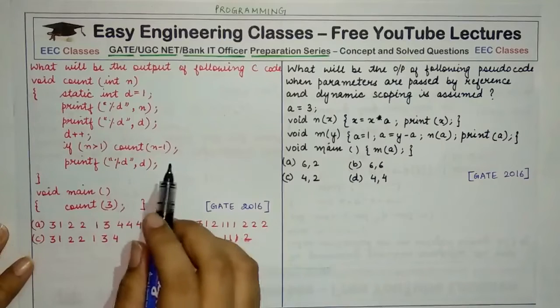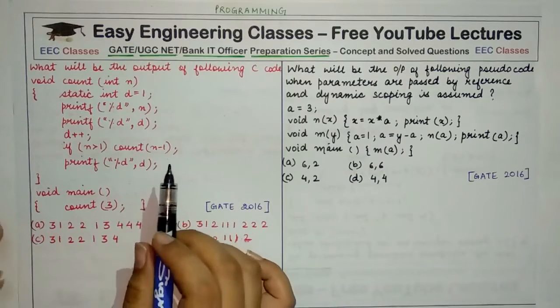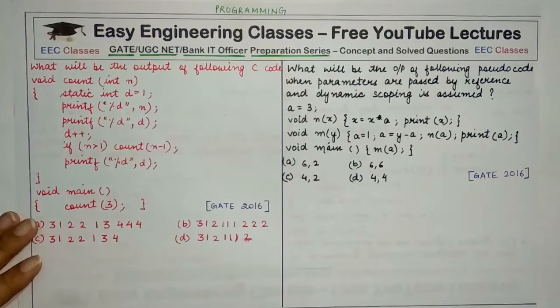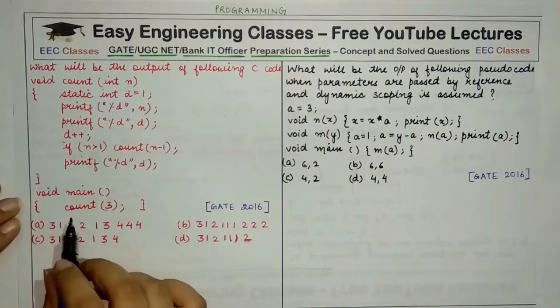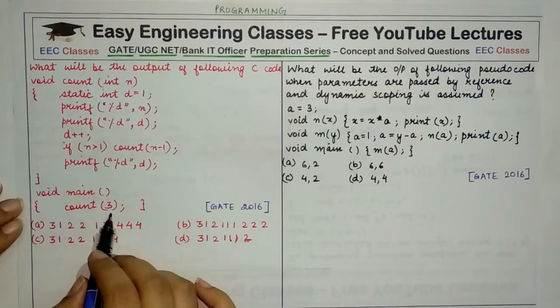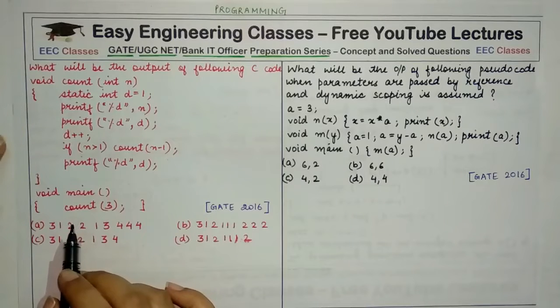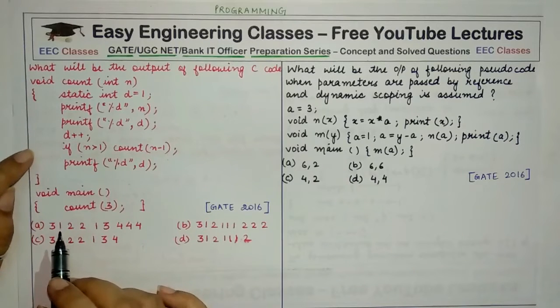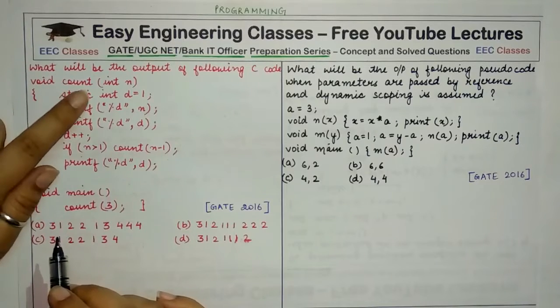First question states that you are given a particular code and you have to find the output of the following C code. So the code has a void main function that calls the function count of 3, and count function is declared globally that has certain statements in it, and the first statement in it is static int d equal to 1.